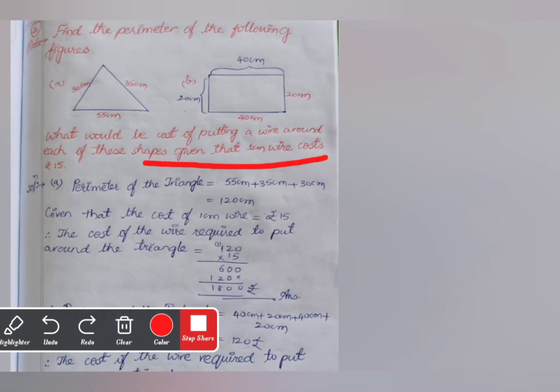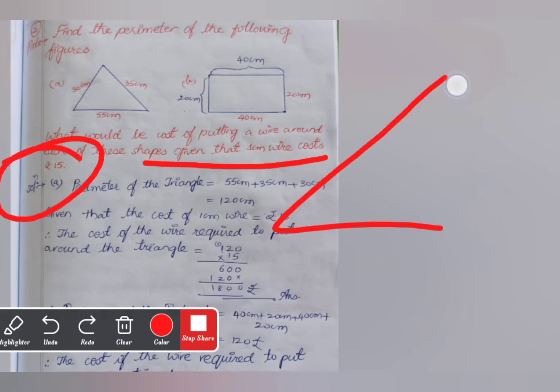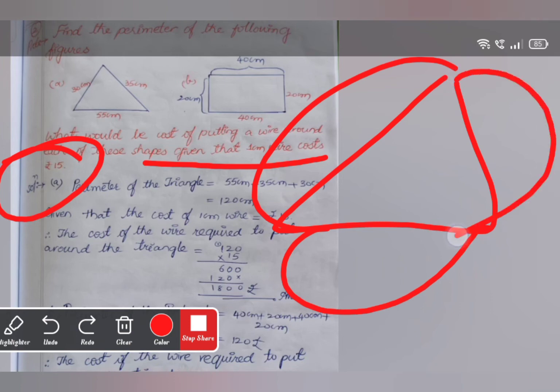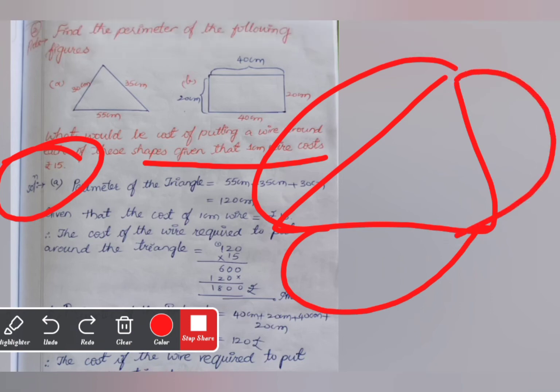Each of these shapes, given that 1 centimeter of wire costs 15 rupees. What is the required quantity of wire to put around the boundaries of the figure? If the cost of 1 centimeter of wire is 15 rupees, then what is the total amount we need to pay? That is the total amount we need to find out here.